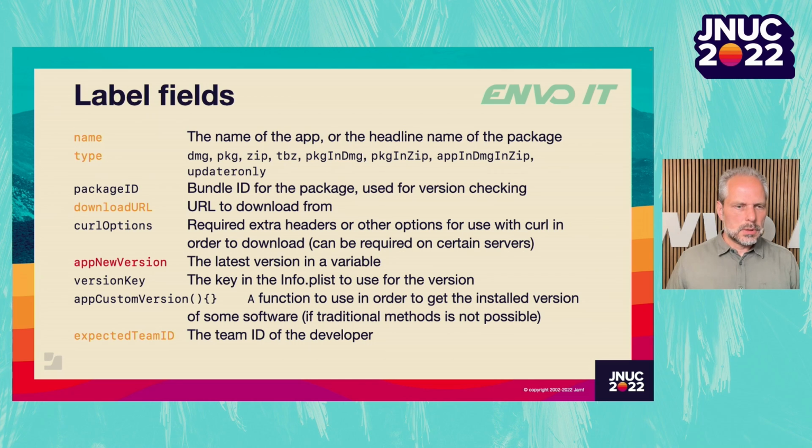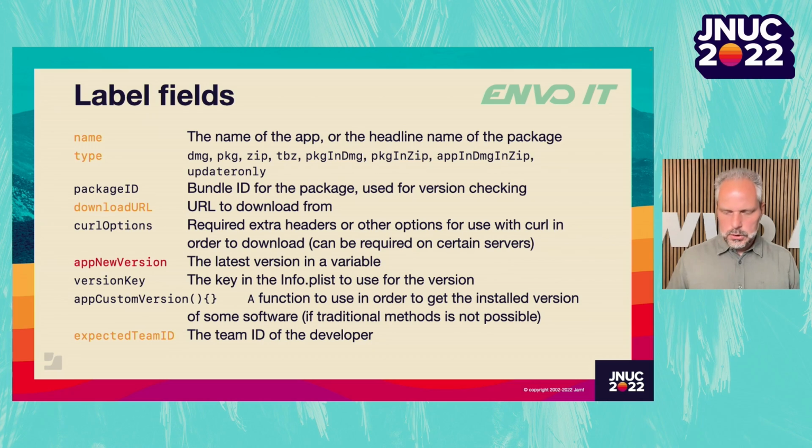We can also use a specific version key, and the version key is something from the Info.plist file that exists in an app. I will show this later so you can see more about it. We can also provide a specific function in the label, for command line tools that can answer what kind of version they have. If we don't have any other mechanisms to find the version, then we can run this function to figure out what version it is. And then we need the field expectedTeamID, which is the team identifier of the developer. There is documentation on how to find that.